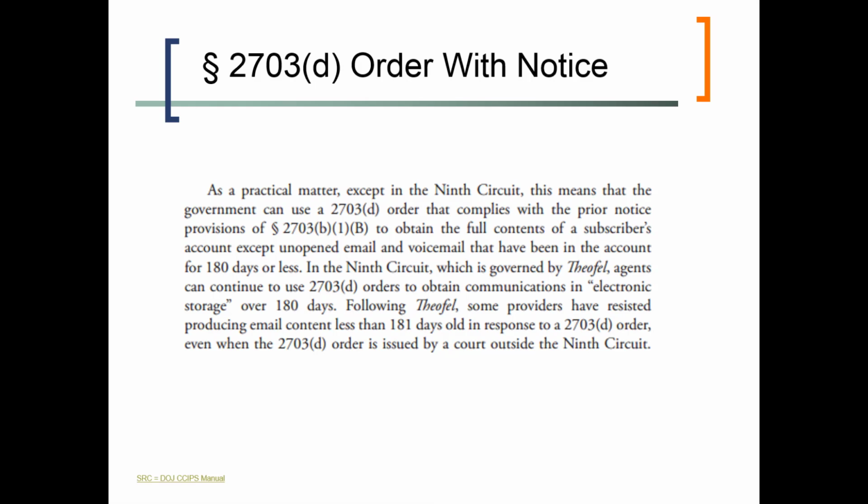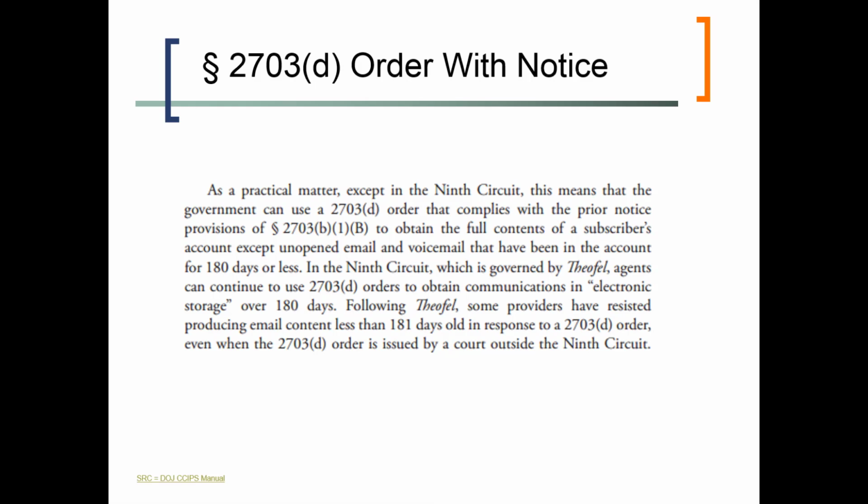So outside of the Ninth Circuit, through an order with notice, generally you can obtain any subscriber information from an ISP, a cell phone provider, and so on, except unopened email and voicemail, because most other circuits are going to consider those providers as providers of RCS for everything except unopened email and voicemail. In the Ninth Circuit, those providers generally are going to be considered providers of ECS, and therefore, if it's less than 180 days old, you won't be able to obtain it even with a court order with notice. You'll have to serve a subpoena.